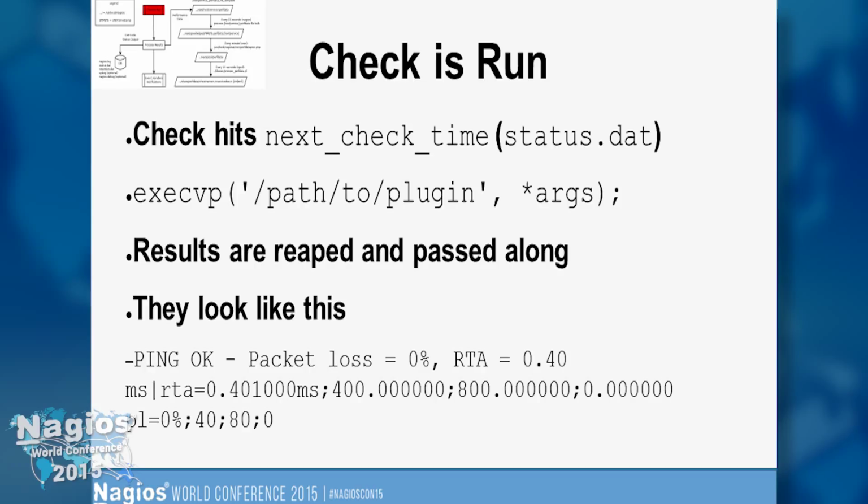This is just a standard ping check. The part that says ping OK, packet loss is 0%, RTA, that part is the status output. That is what you would see in the web interface. For example, if you go to status details, you'll notice 0.40 milliseconds. I thought that was a little low, so I actually tested that. That was the real value, 0.40 milliseconds. That was ridiculously low. But then off to the far right on that first line, you see that little pipe character. Everything after that is the performance data. We'll go a little bit more into that later, but I just want to make sure that everyone's seen an actual check as it would be run on the command line.